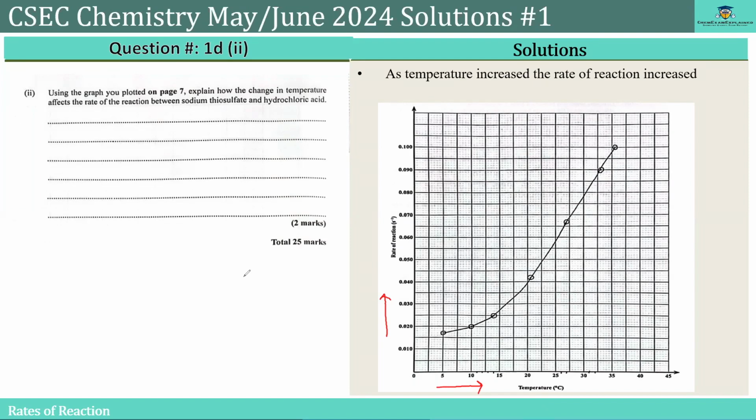This is the end of Chemistry, May-June 2024, question 1.